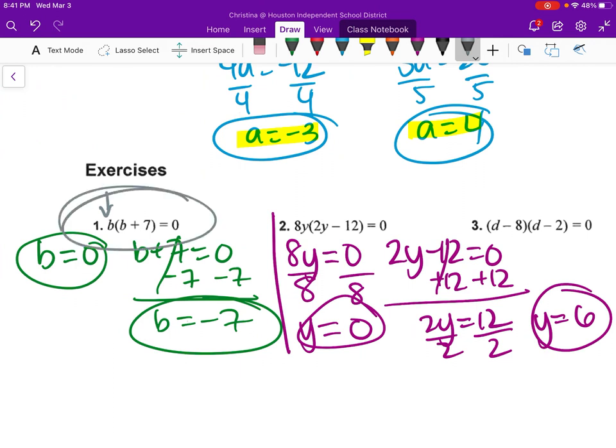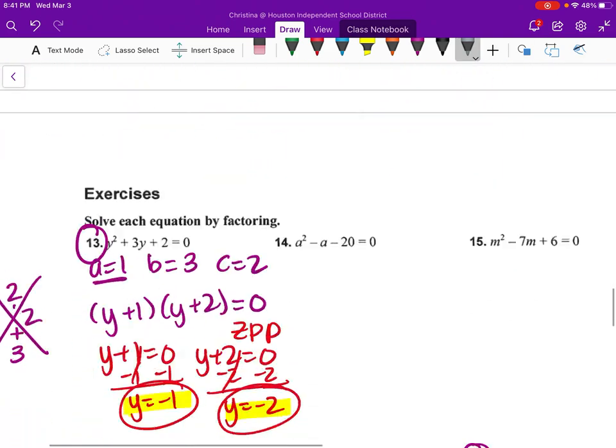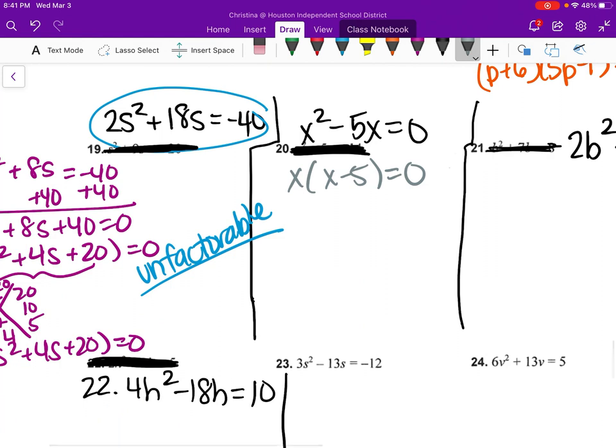Whenever you have questions that don't have a constant at the very end, one of the answers will probably be 0 and the other one will probably be a number. So let's solve. For question 20, let me write this in red to be consistent. Using the zero product property, I'm going to set x equal to 0 and x minus 5 equal to 0.